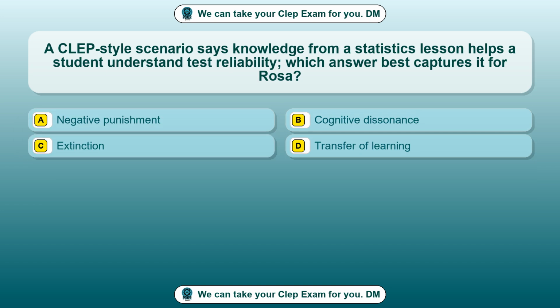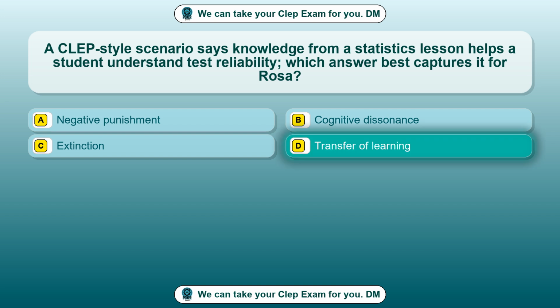Question 42. A CLEP style scenario says knowledge from a statistics lesson helps a student understand test reliability. Which answer best captures it for Rosa? Option A, negative punishment. Option B, cognitive dissonance. Option C, extinction. Option D, transfer of learning. The correct answer is option D.